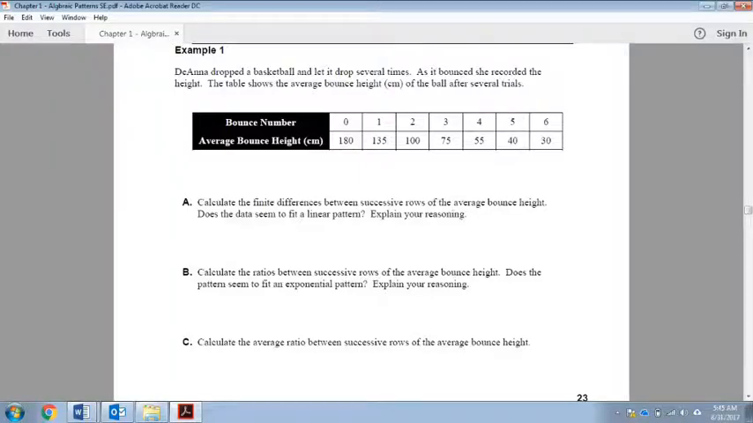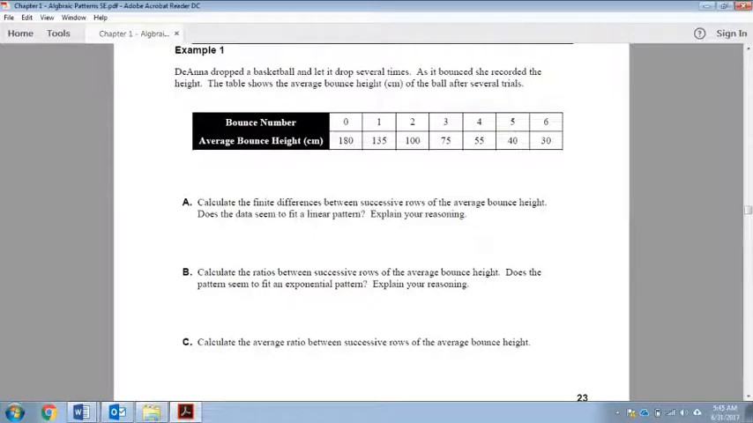All right, this is algebraic reasoning, chapter 1.5, example 1. It says, Deanna dropped a basketball and let it drop several times. As it bounced, she recorded the height. The table below shows the average bounce height in centimeters of the ball after several trials.